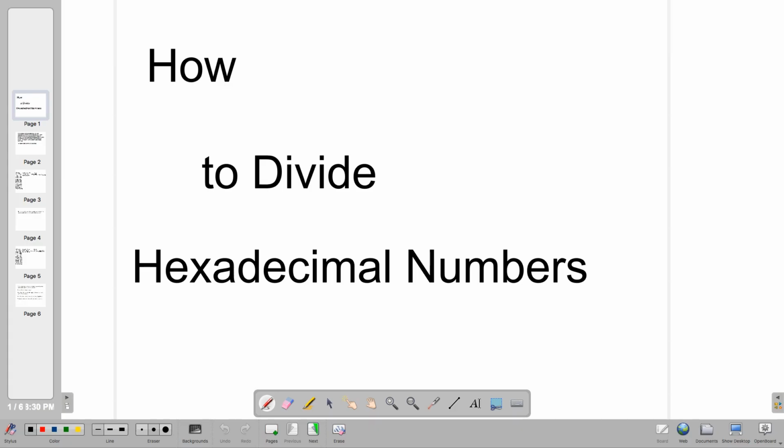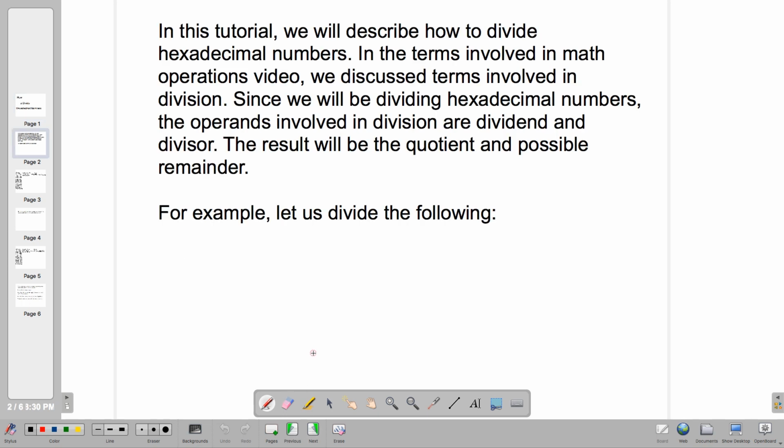How to divide hexadecimal numbers. In this tutorial, we will describe how to divide hexadecimal numbers.